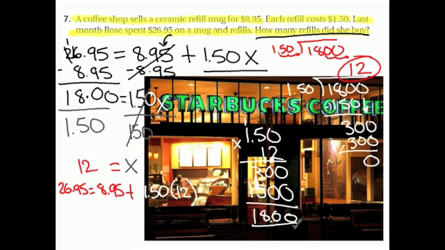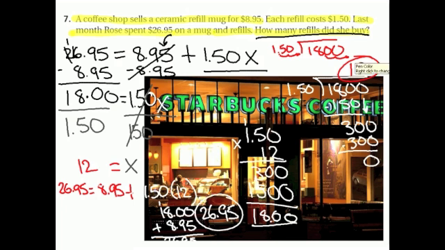Okay, so let's add our 18 bucks to our $8.95 right over here. And what should it be? It should be $26.95 when we're done. So let's check it. So here's 5, here's 9, here's 16, 1, 2. So exactly correct, $26.95. Our equation is balanced, and we know at this point that Rose bought 12 refills, which was our original task to find out right here.